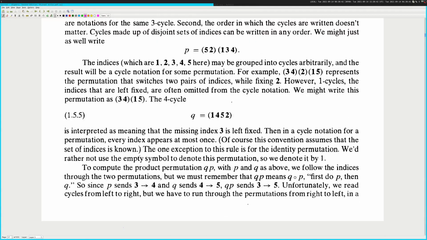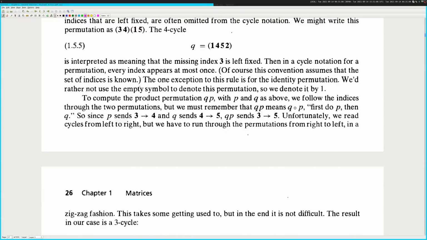To compute the product permutation QP with P and Q as above, we follow the indices through the two permutations, but we must remember that QP means Q of P, which means first do P, then do Q. So since P sends 3 to 4 and Q sends 4 to 5, QP sends 3 to 5. Unfortunately, we read cycles from left to right, but we have to run through permutations from right to left.